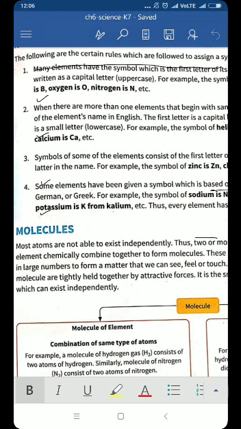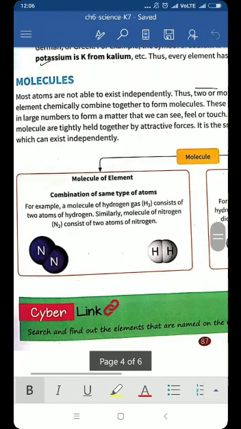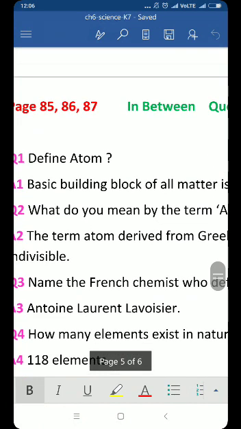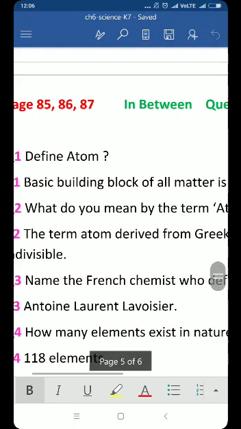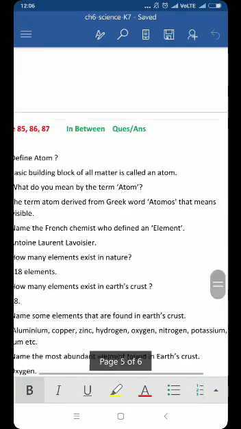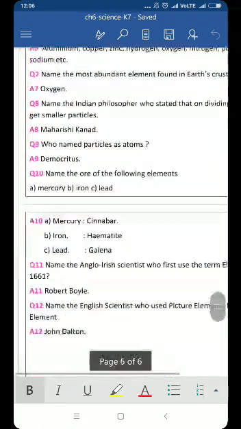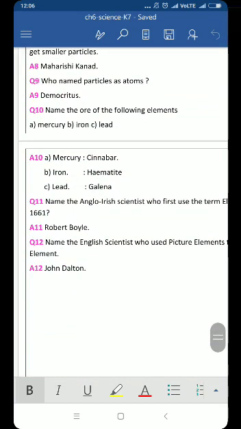Students, now I'm giving you homework, in-between questions based on today's topic. And one more thing, the complete PDF of today's topic will be uploaded on the website, so you may download it from there. You can see these are the in-between questions. Don't worry, it will be uploaded in the PDF also, so you can download it from there.